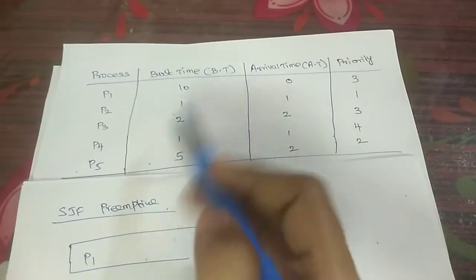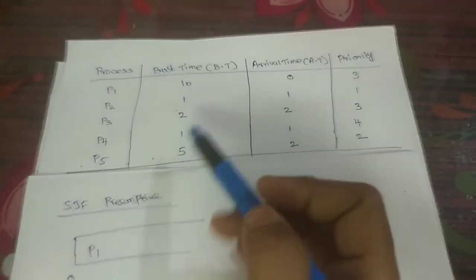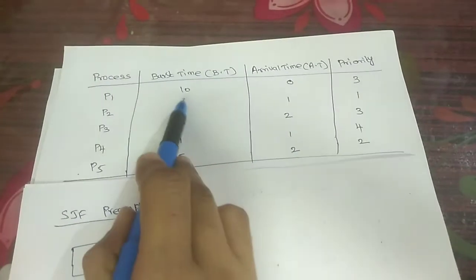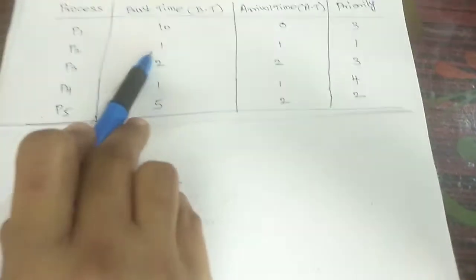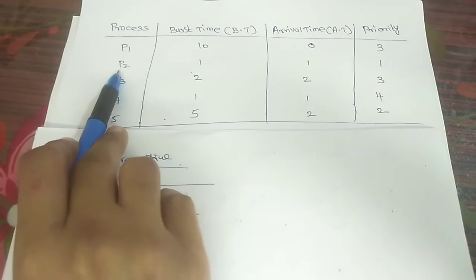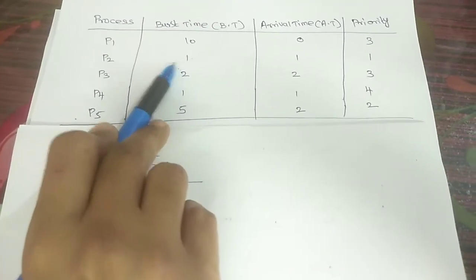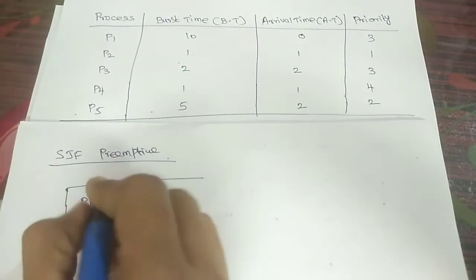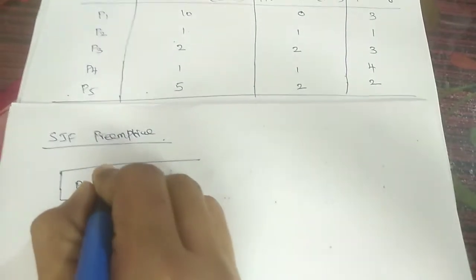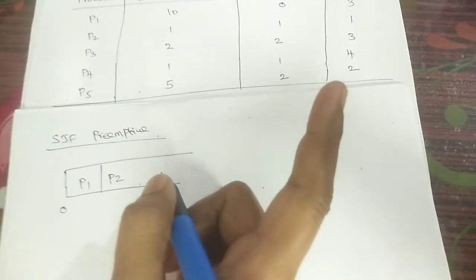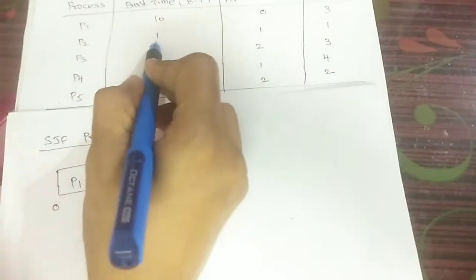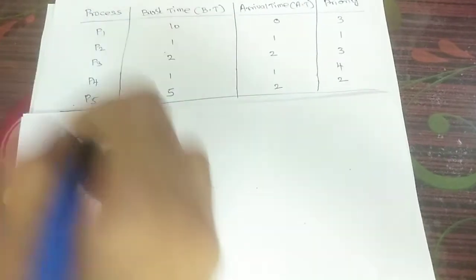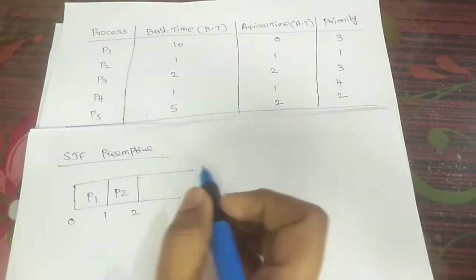At the arrival time 1, process P2 will be entering. It is SJF, that is shortest job first. So we are going to compare the burst time of the process with the current running process P1. Comparing 1 with 10, process P2 will have the shortest burst time. So P2 will be entering and it executes for only 1 millisecond, because the burst time of the process P2 is 1.